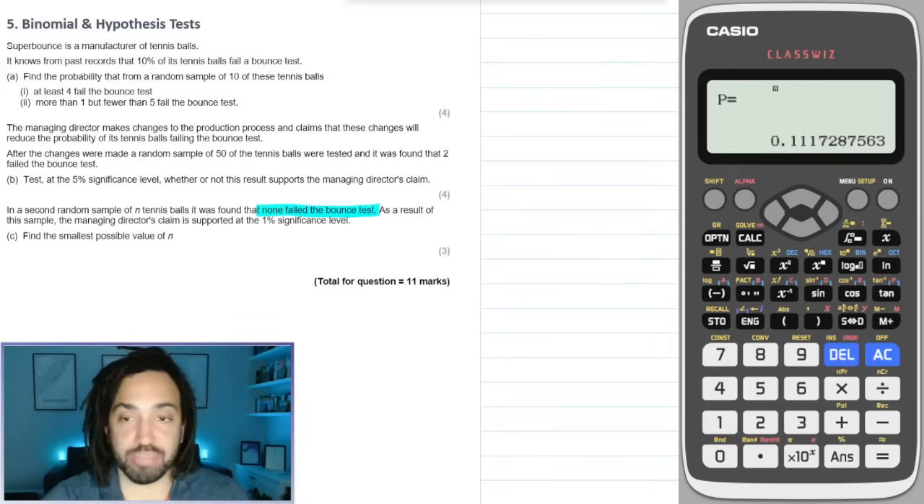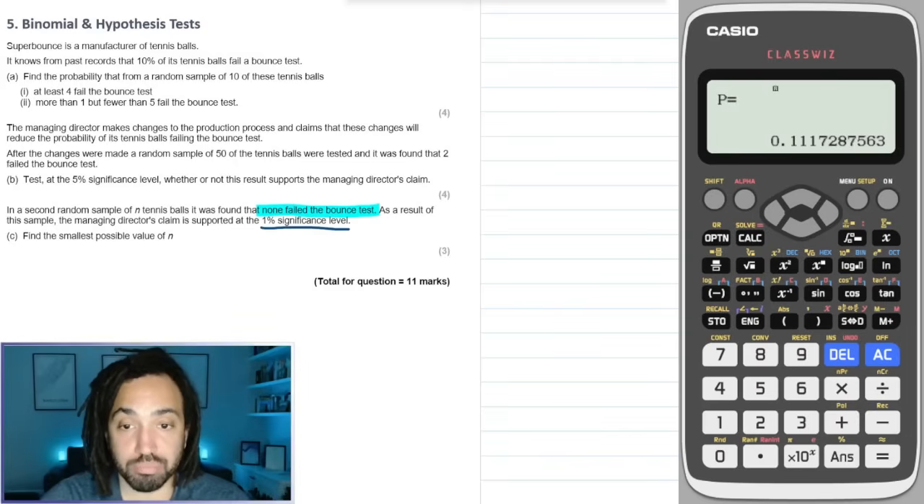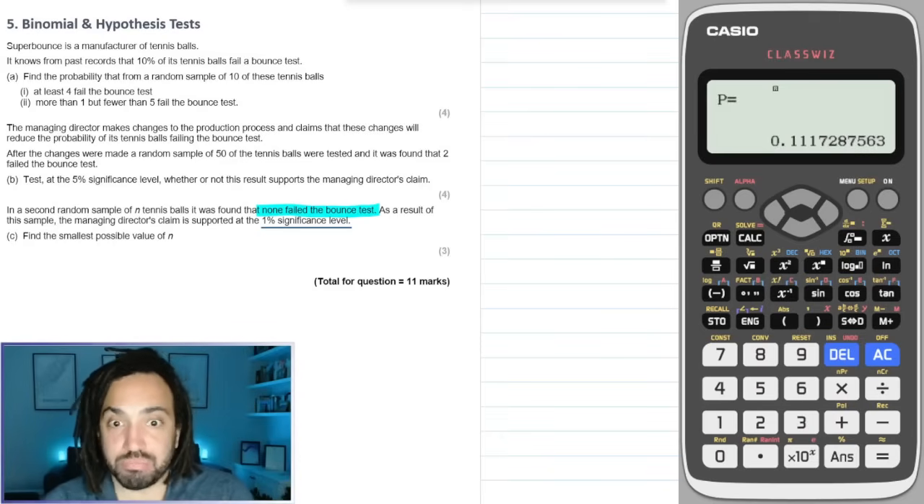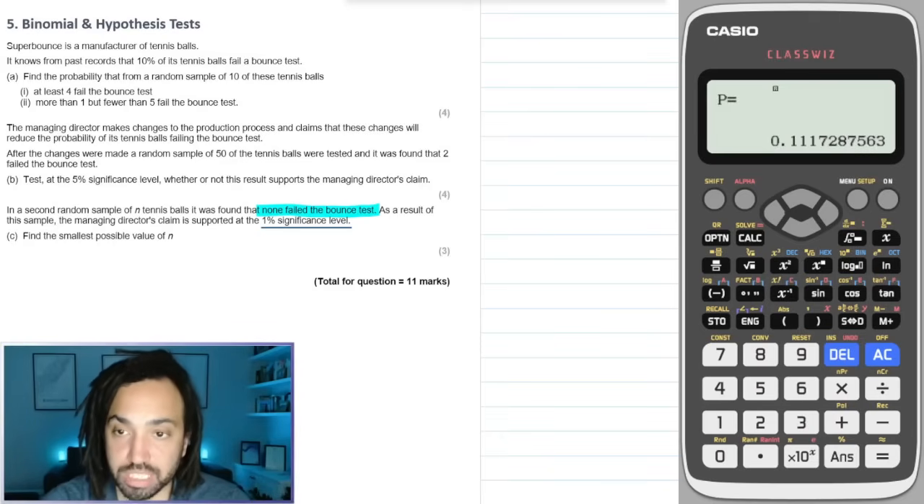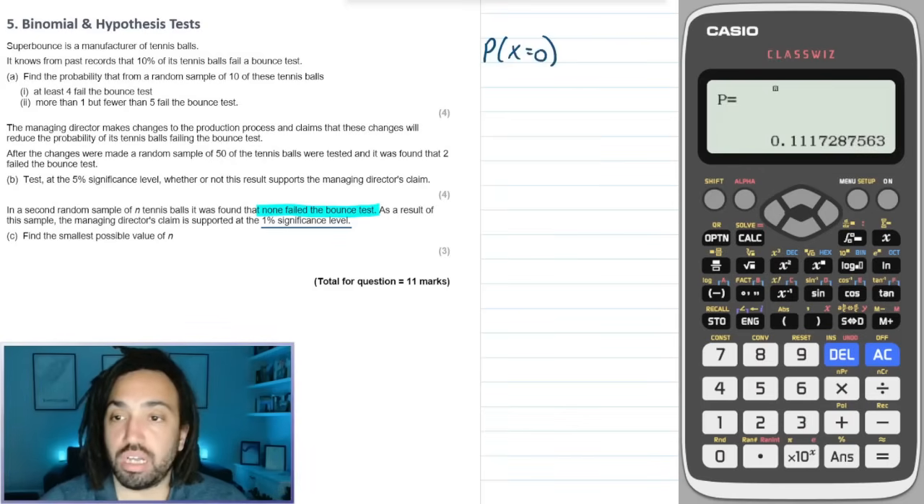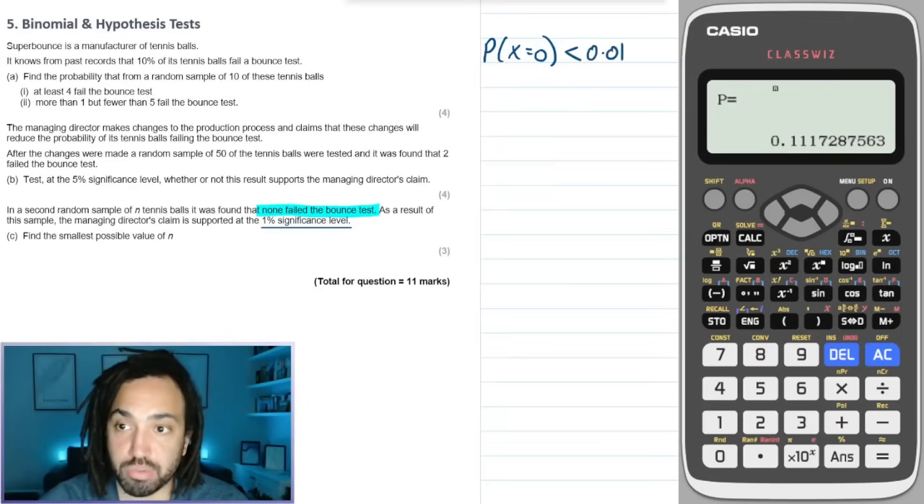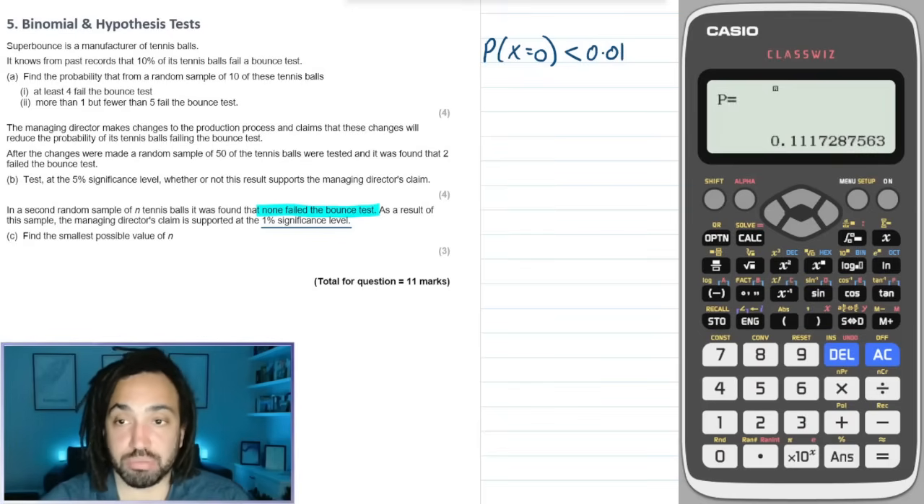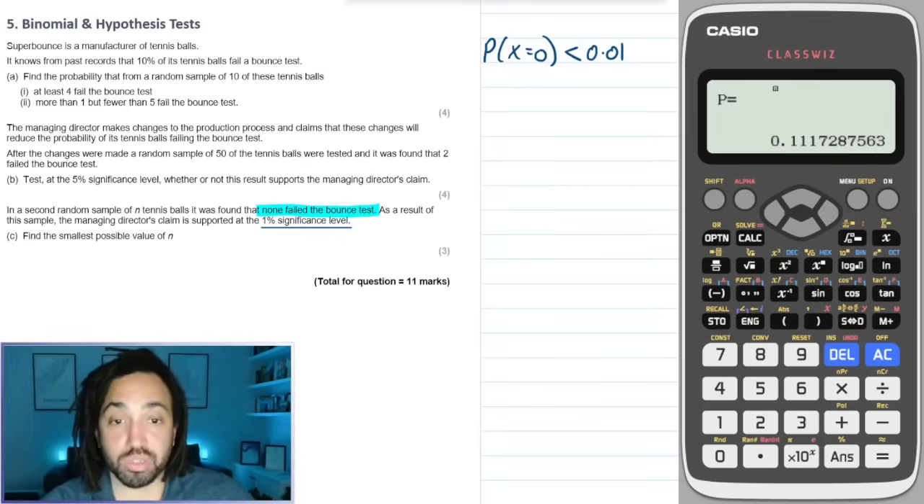Okay, so if the claim is supported, it means that the chance of that test statistic happening was so small, it was below 1%, that it was just so unlikely to happen that there must be a change in the overall probability. So the probability that X equals 0 is less than 0.01, because none failed the bounce test. And again, because it supports the manager's claim, it must be below the significance level.